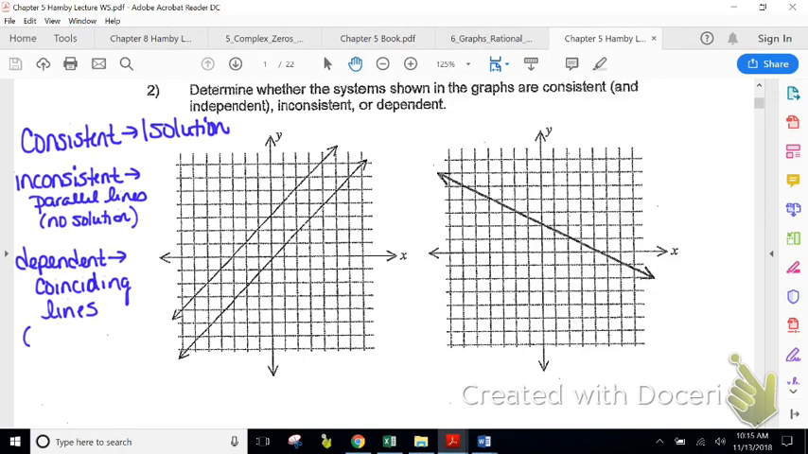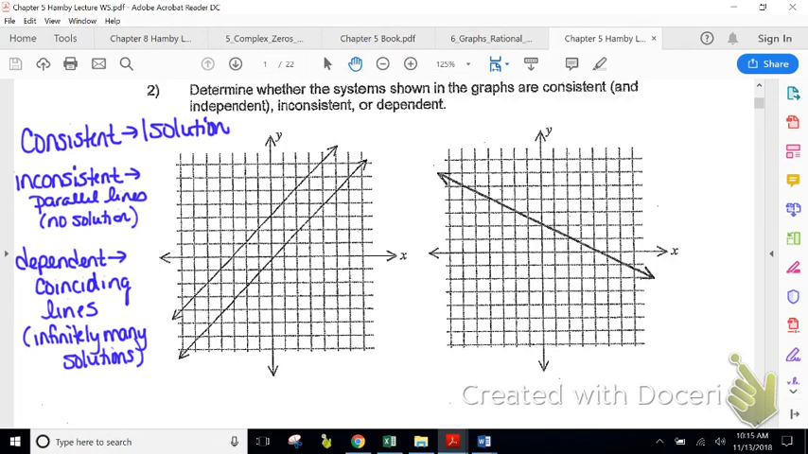Infinitely many solutions. You can just do an infinity sign.